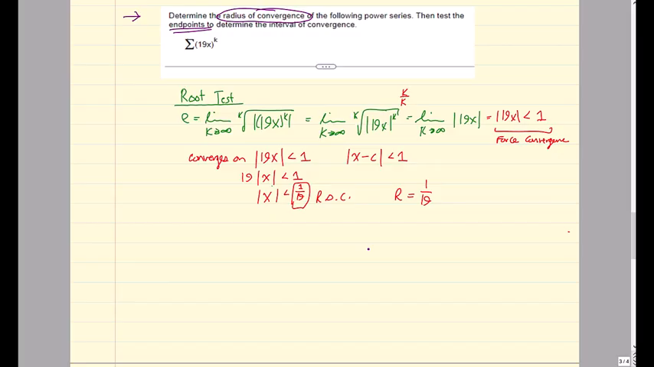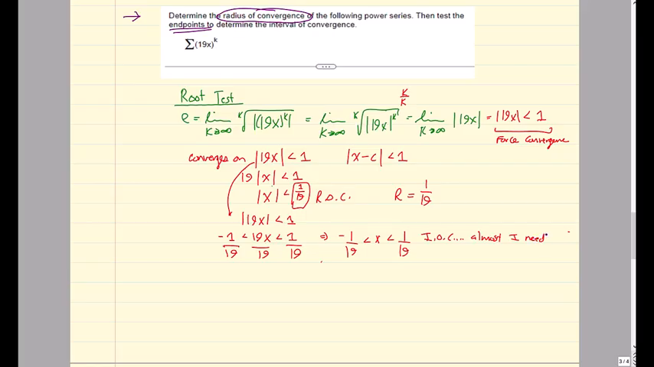Now I could have also done this a different way. I could have started with this absolute value of 19x, and I could have rewritten this using the definition of absolute value, divided through by 19, and I would get negative 1/19 less than x less than 1/19, and this gives me my interval of convergence, almost. I need to check endpoints.